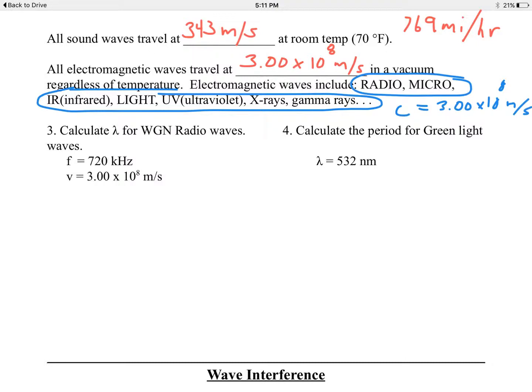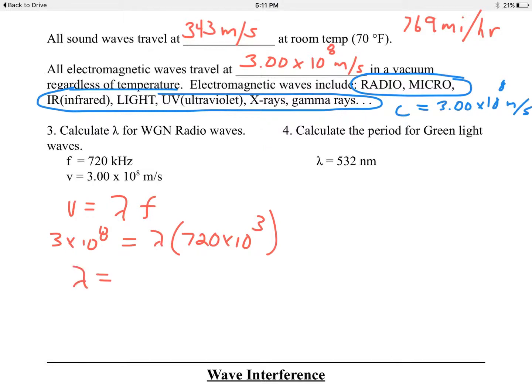So if we plug into V equals lambda f, wavelength times frequency, here we're looking for the wavelength of these waves. So we plug in 3.00 times 10 to the 8th, shortcut, 3 times 10 to the 8th, equals the wavelength times 720 times 10 to the 3rd hertz, or you could say 720,000. But if you do the math here, the wavelength of those radio waves is 417 meters.